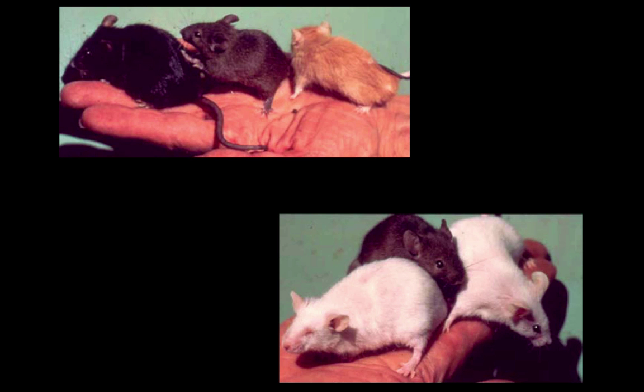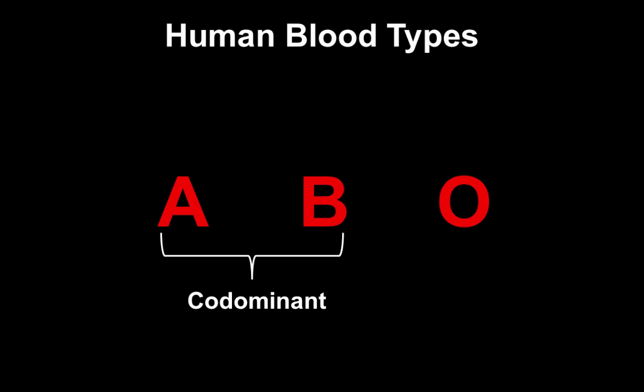Now, in some of these cases, we have more than just those two alleles. So for example, you can see here that there are multiple alleles. There's like 3 or 4 different colors. Human blood type puts together multiple alleles and codominance. So we have 3 alleles for blood type. We have A, we have B, and we have O. A and B are going to be codominant, and O is going to be recessive.